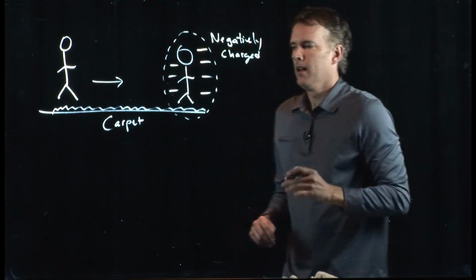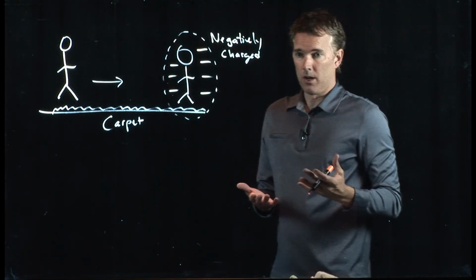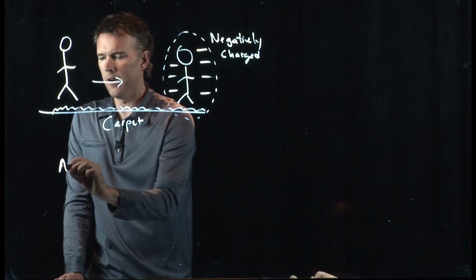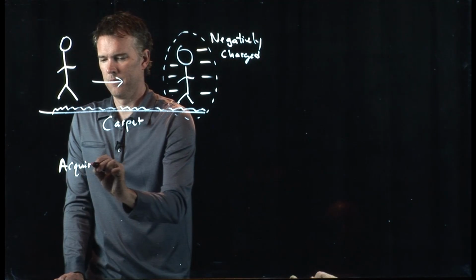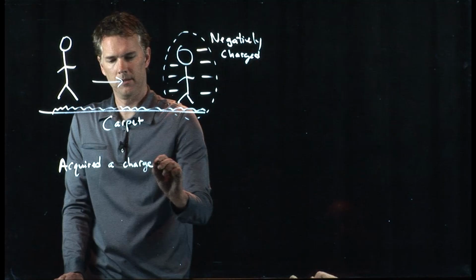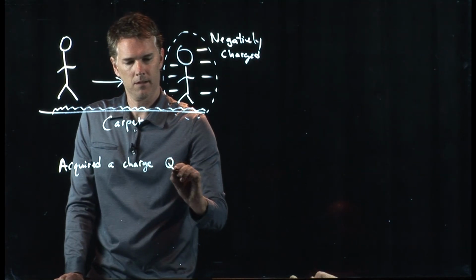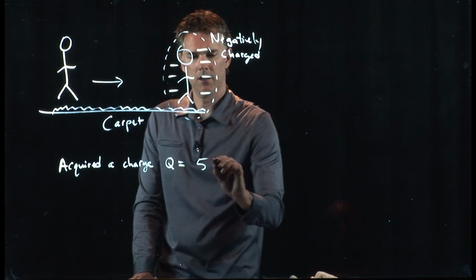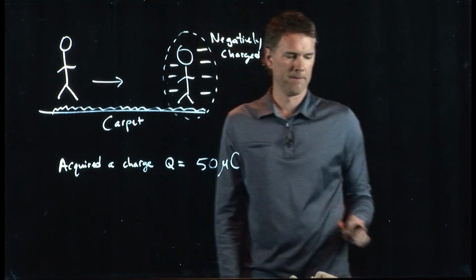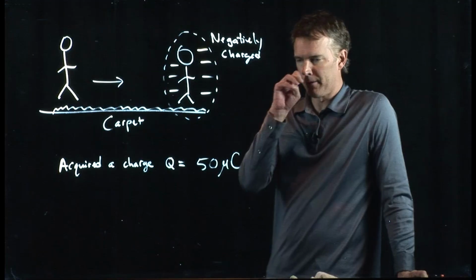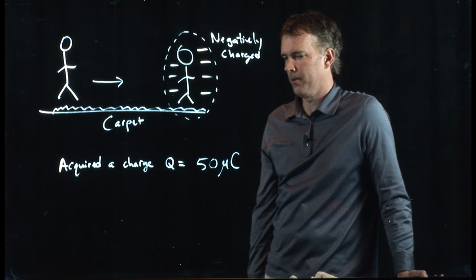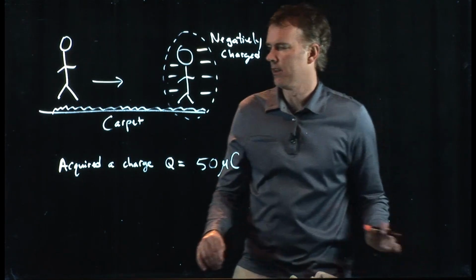Okay. Let's figure out how many electrons you actually picked up. Let's say that you acquired a charge of the following: 50 microcoulombs. 50 microcoulombs. That's probably a reasonable number for walking across the carpet. How many electrons is that?